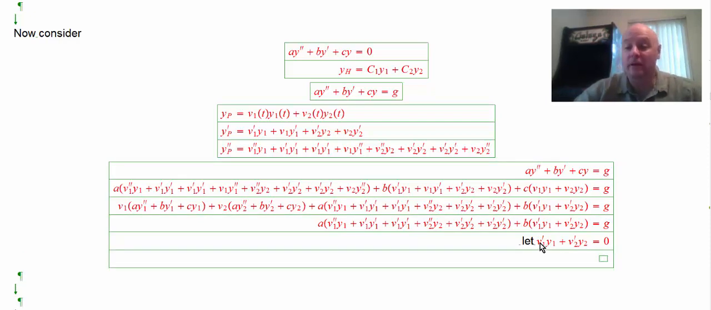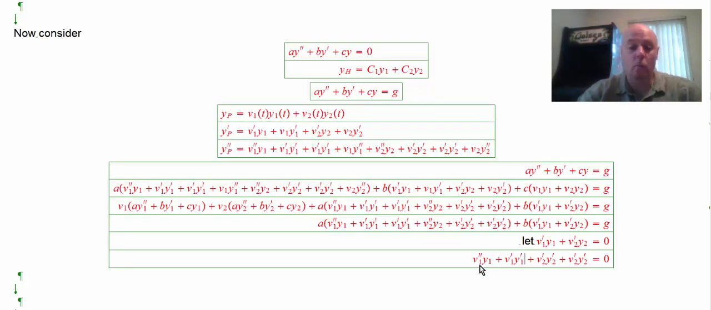I see I get a bonus here. I get a bonus equation. If I let this equal 0, then the derivative of both sides of this equation also has to be 0. So let's differentiate both sides of this equation. Differentiating the 0 side is easy. The derivative of 0 is 0. Differentiating this side, I've got to do the product rule twice.